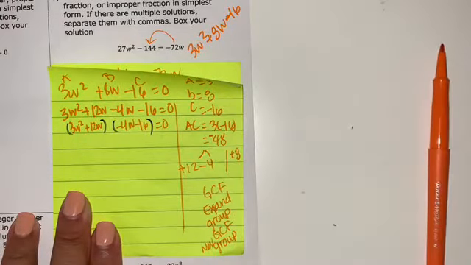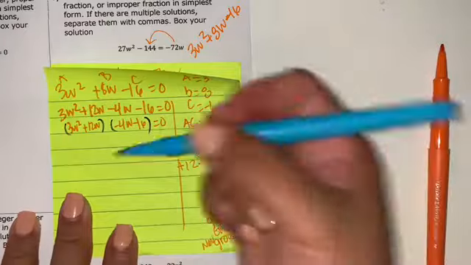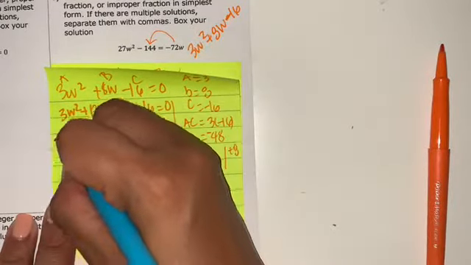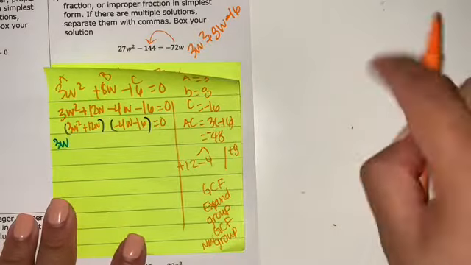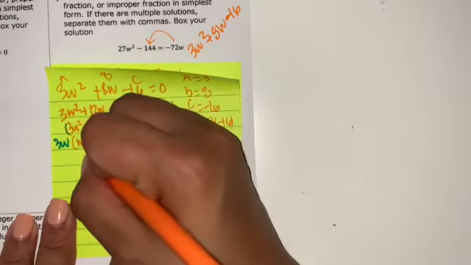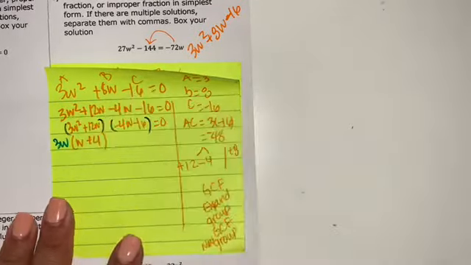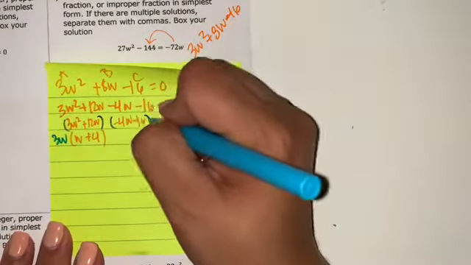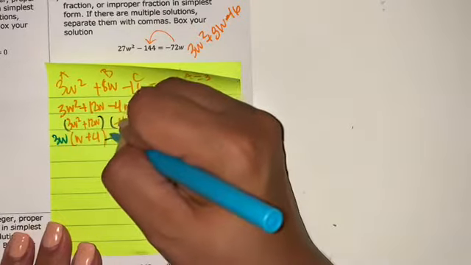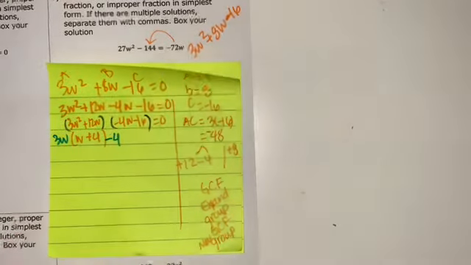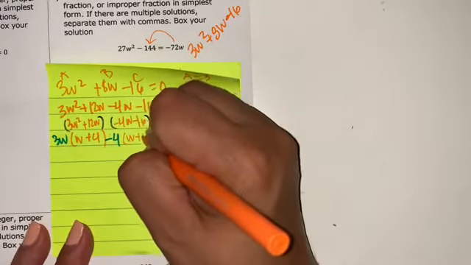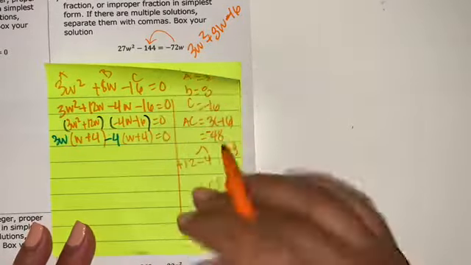You want to find the GCF from each group. In this first set, I'm going to take out a 3w. So that leaves me with w plus 4. In the second set, I'm going to take out a negative 4 because they're both negative and they need to be positive. And I'm going to be left with w plus 4 again. All that's equal to 0.